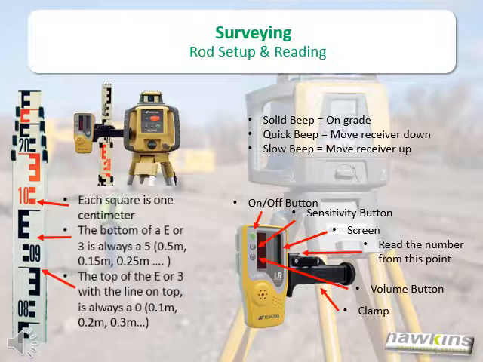A solid beep means that you're on grade on the receiver. A quick beep on the receiver means you have to move the receiver down. A slow beep on the receiver means you have to move the receiver up.